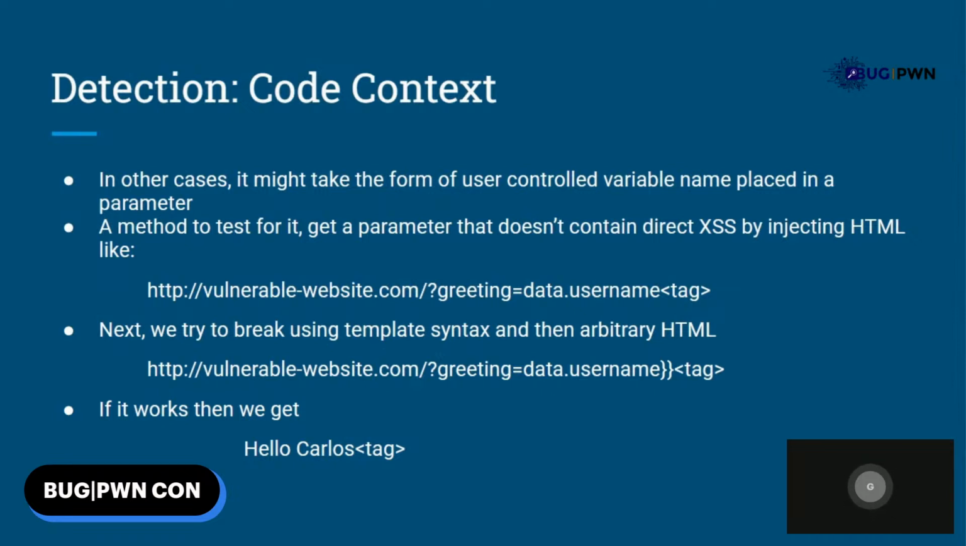Now, if we move on to the code context of detection, here we'll check for a parameter that doesn't contain an XSS vulnerability. In the previous one, we saw that SSTI is usually mistaken for XSS, but in the code context of detection, we're going to look for a particular parameter that is not vulnerable to XSS in order to test for this vulnerability. If we input a tag and it doesn't show us that it's vulnerable to XSS, then we can move on to break the template syntax by using the curly braces, as we can see here. After breaking this, we'll input an HTML tag, and if this is rendered to us, we'll know it's vulnerable. And this is the code context of detection.